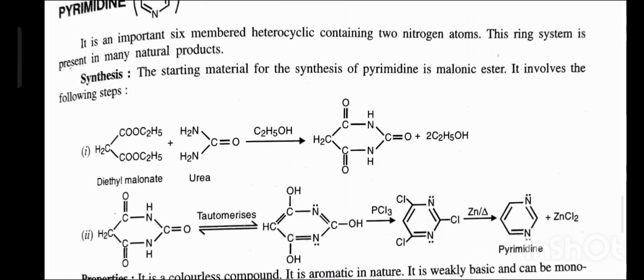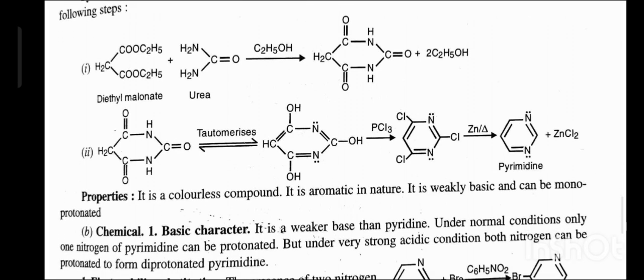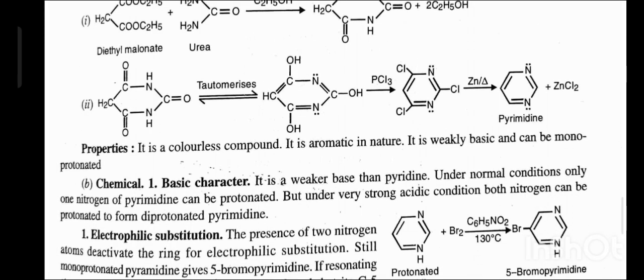Diethyl malonate reacts with urea and ethanol to give this. When tautomerism occurs with this, it gives pyrimidine. It is a colorless compound. It is aromatic in nature. It is weakly basic and cannot be monoprotonated easily.